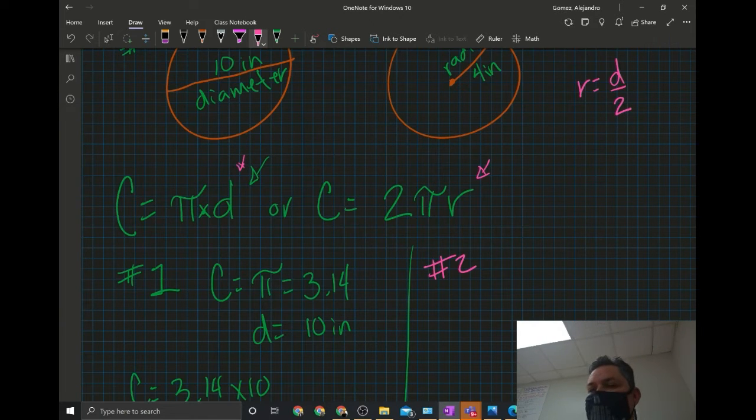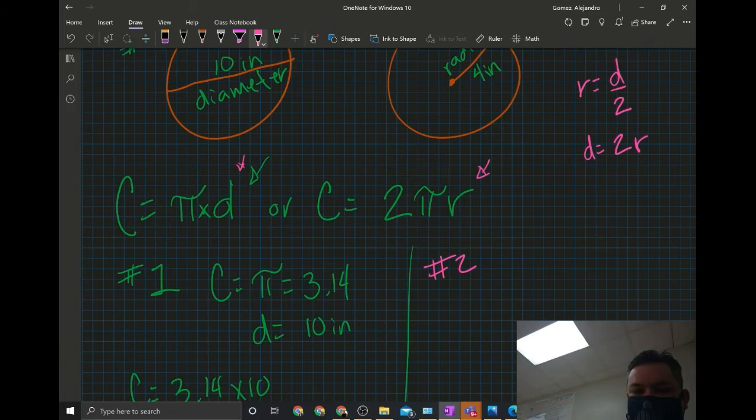The radius is half the diameter, so that means the diameter is 2 times the radius. The diameter is 2 times the radius, hence the 2 and r in the second circumference formula. If you notice, we don't have a 2 or an r in this formula, but we have d. But d is basically 2 times the radius.